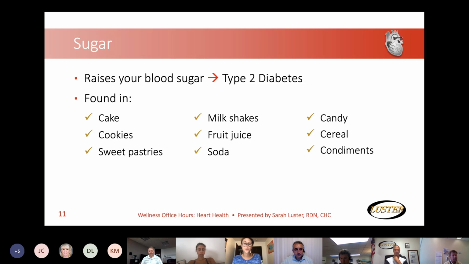Soda is extremely overconsumed in the United States. And this is really what has been shooting up the cases of type 2 diabetes. Of course, candy, sugary cereal, and then condiments again. Condiments have a lot of sneaky things in them that you have to look at the nutrition label for.